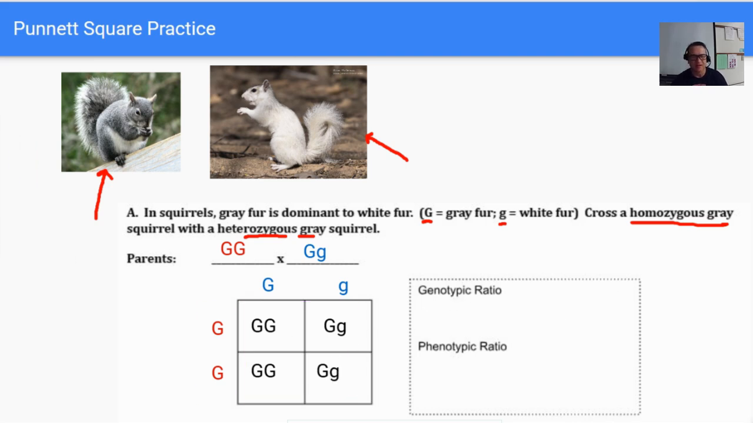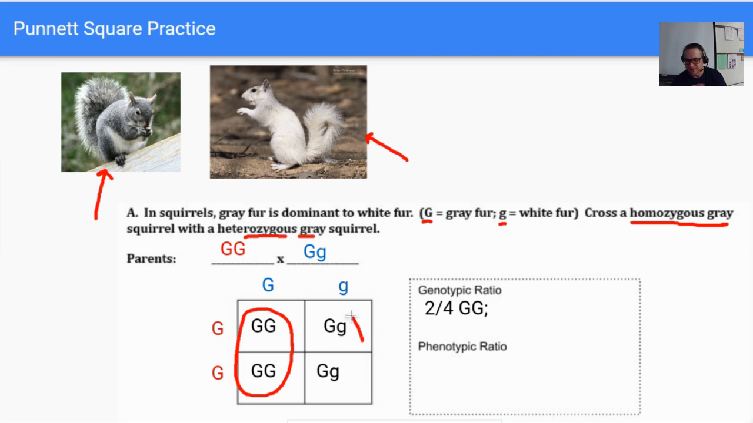Genotypic ratio, you just count them up. How many? So there's four. 1, 2, 3, 4 boxes. How many of them are big G, big G, homozygous dominant? I see 2 out of 4. 2 out of 4 is the same as 1/2, which is the same as 50%. But I'll go 2 out of 4. We'll have the genotype of big G, big G. And the other 2 out of 4 is going to be the other ones right over here.